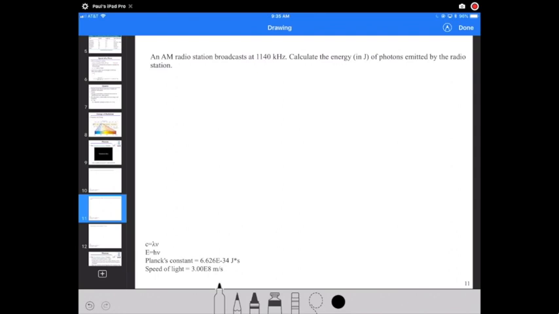All right. What about this one? What equation do I use for this one? I want energy. The only thing I know about energy is E is equal to h nu. I want E, because that's what it says, energy in joules. I have Planck's constant, because that's a constant. And what else do I have? I have a frequency, and this frequency is kind of weird. It is 1140 kilohertz.